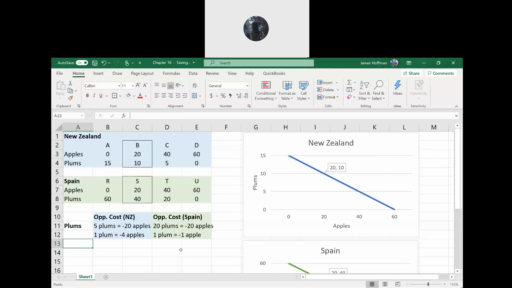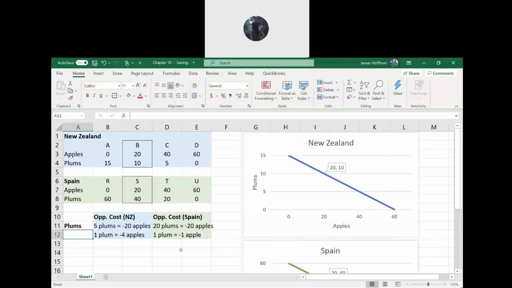Okay, so now we have enough information that we can determine for plums which country has a comparative advantage in producing plums and which country should specialize in producing plums. Can someone determine which country has a comparative advantage in producing plums? Well, you want to see who gives up less.